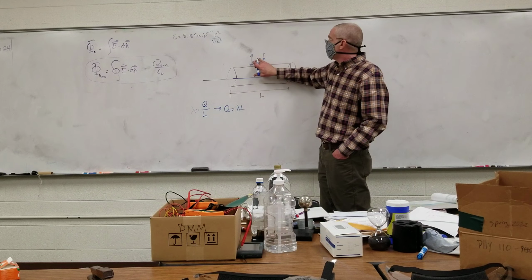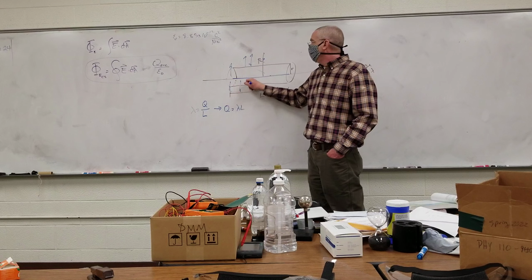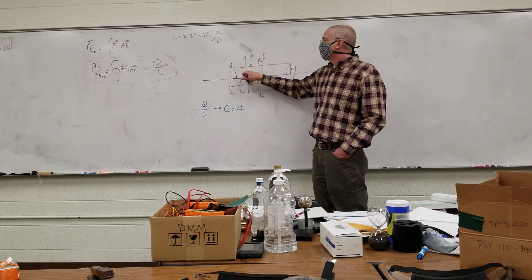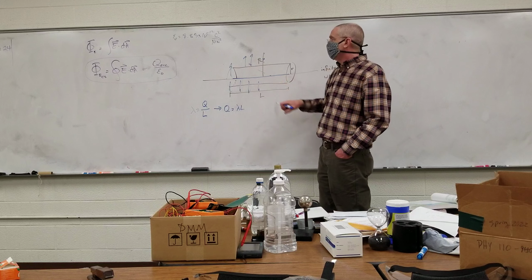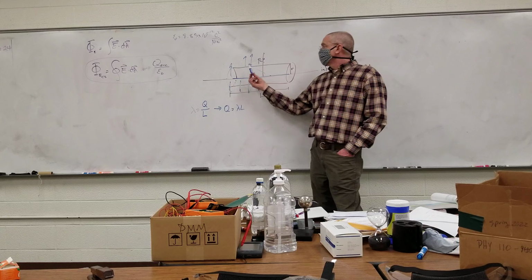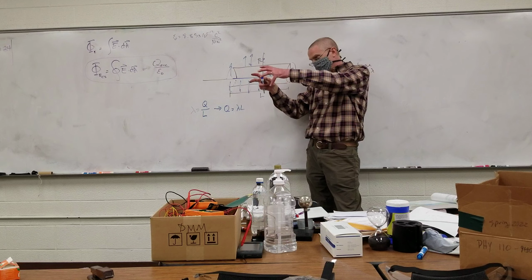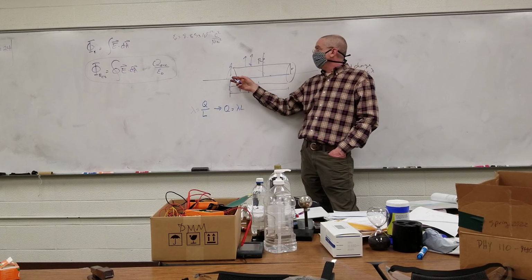So any horizontal electric fields cancel, and my electric fields are all perpendicular to the line. They would be perpendicular to the round part, basically the body of the cylinder, and parallel to the end caps.